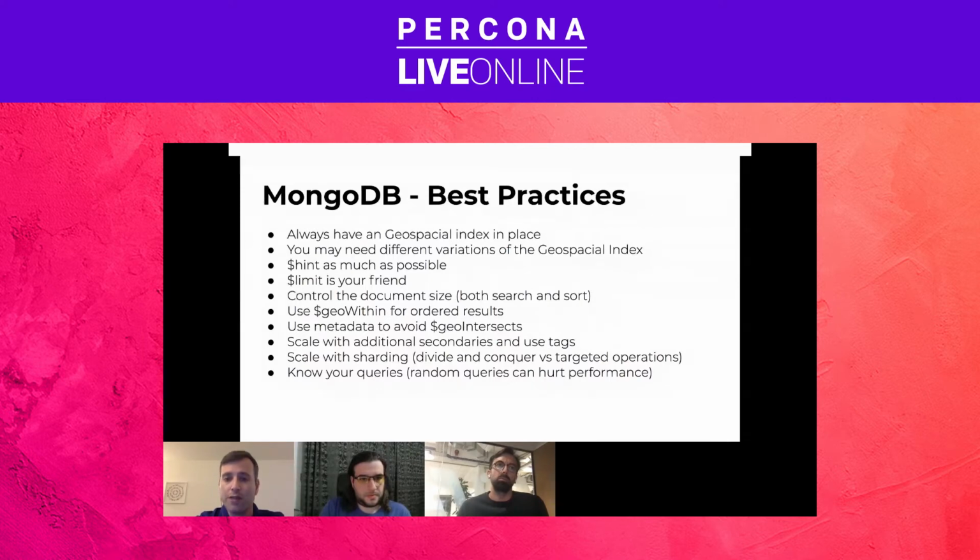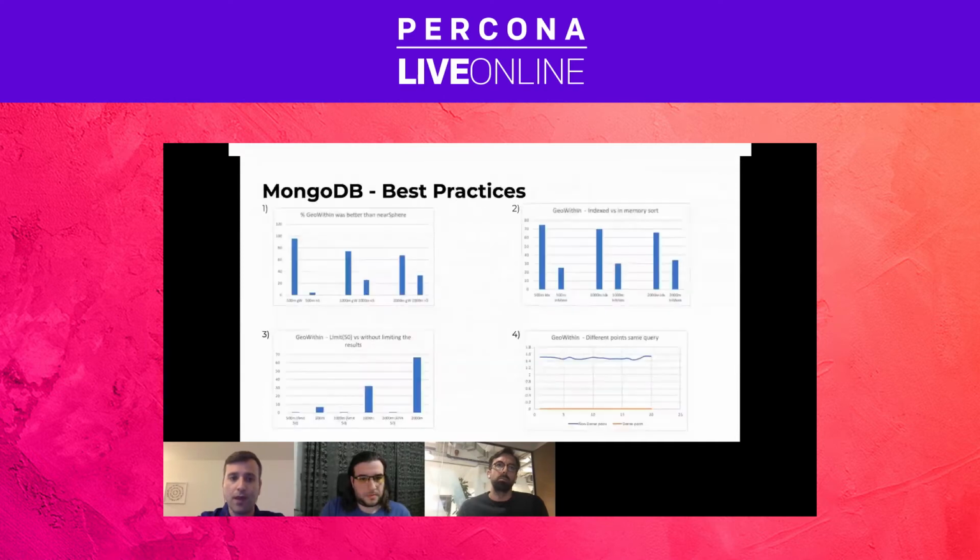And know your queries, because random geo-queries can actually hurt your performance. And here, I have some benchmarks that prove pretty much what we mentioned. We compare GeoWithin with GeoNear on the first graph, and you see the difference in performance. GeoWithin runs way faster because it doesn't have to do that in-memory order by the distance. But as we increase the radius, that difference fades because the search now is more expensive than the sort.